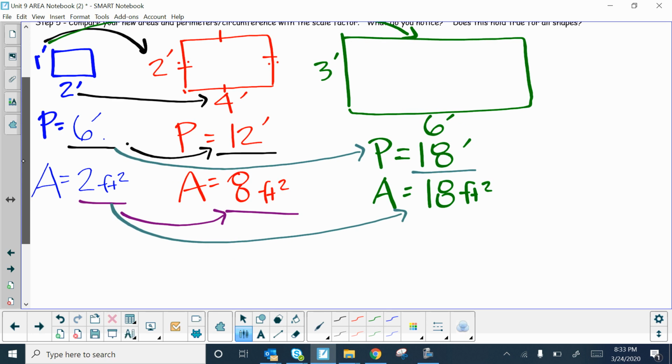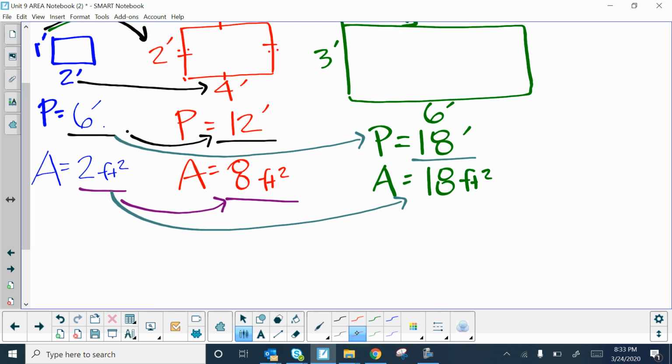So let's look at that for a minute. When we're looking at the area of this red rectangle, the area did not get 2 times bigger, even though all the sides and the perimeter did. The area got 4 times bigger. And then the area of this figure over here that got 3 times larger, this area got 9 times bigger. So 4 times bigger and 9 times bigger.